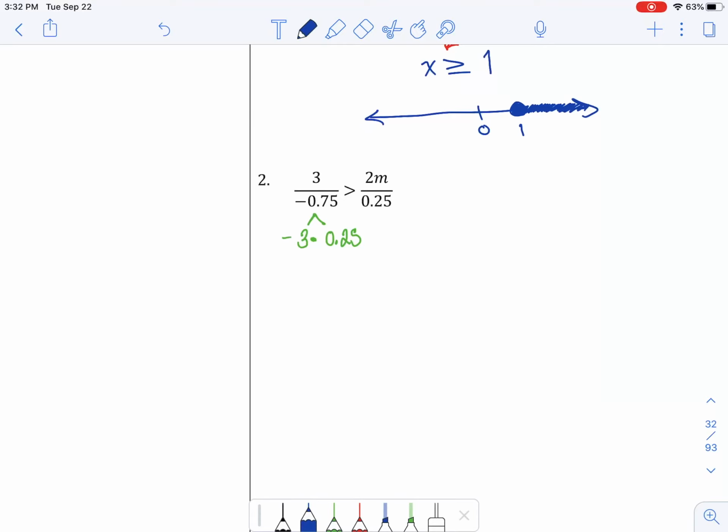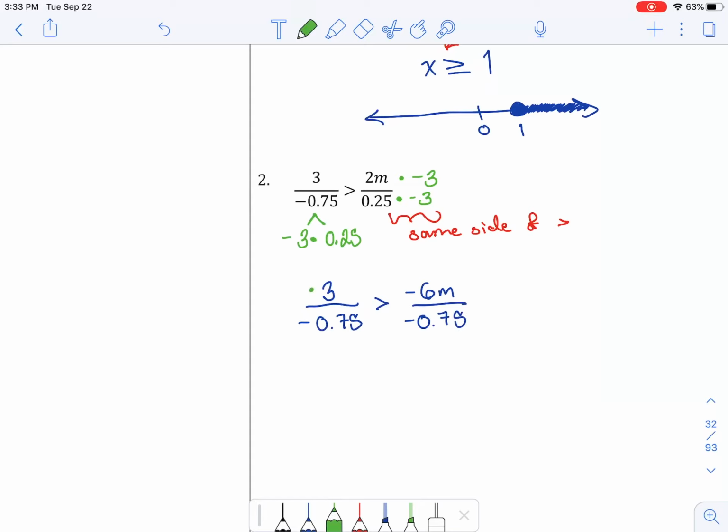So here's what I will do, is I will multiply this fraction by negative 3. Now, I'm multiplying by a negative, but it's on the same side of the inequality, so I'm not flipping the sign because it's on the same side of the greater than sign. So then I have 3 over negative 0.75 is greater than negative 6m over negative 0.75. And now I'm going to multiply by that common denominator, negative 0.75 times negative 0.75.